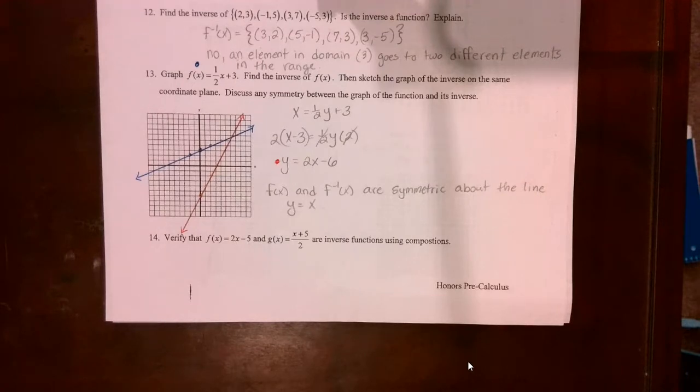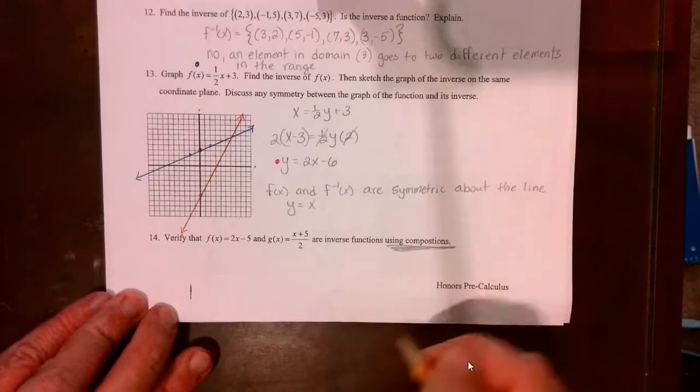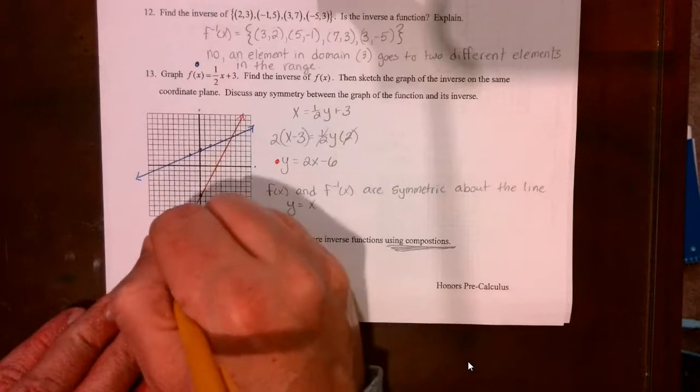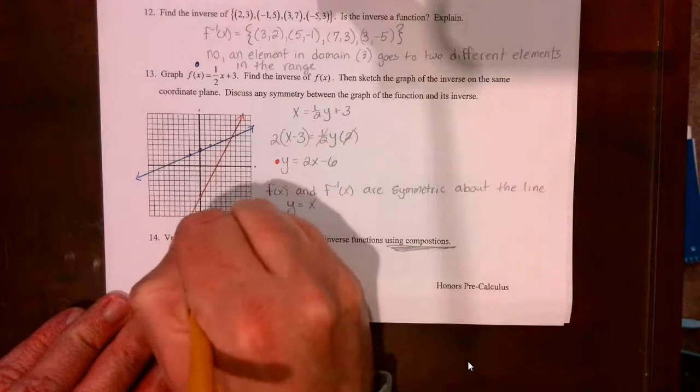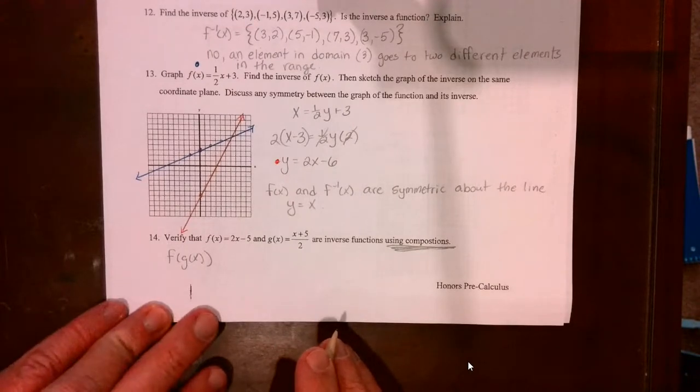And the last problem on the review: verify that f of x equal to 2x minus 5 and g of x equal to (x plus 5) over 2 are inverse functions using compositions. It says using compositions. It will say that on the test as well. You must use compositions to get credit for the work. So composition is f of g of x. You could also do g of f of x. Either way, it's going to come out to the same thing.